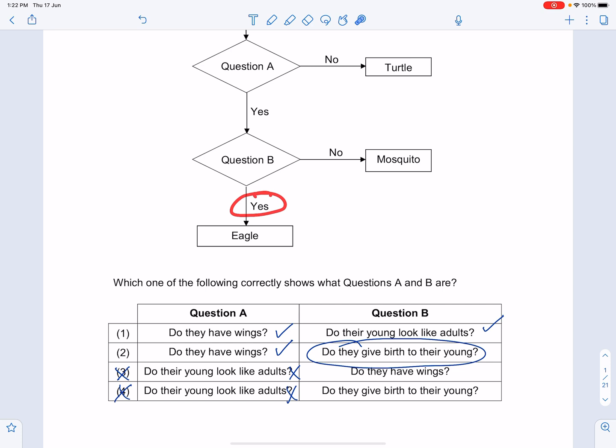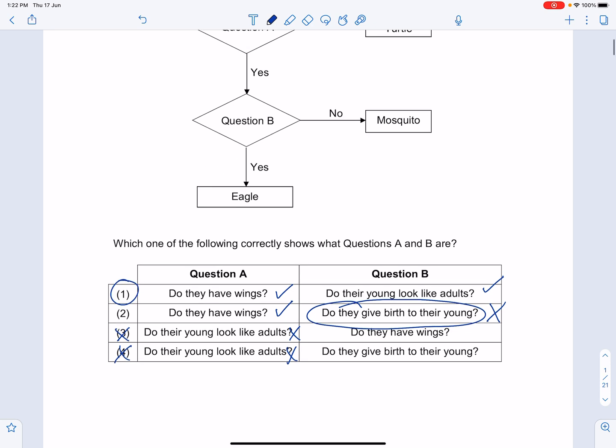However, when you look further down, the eagle actually lays eggs instead of giving birth to the young alive. So by saying yes, that's actually wrong. This confirms our answer that this is wrong, leaving us with option 1 as the correct one.